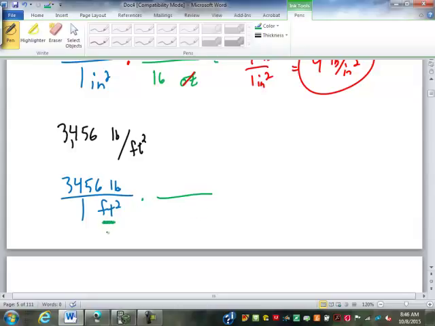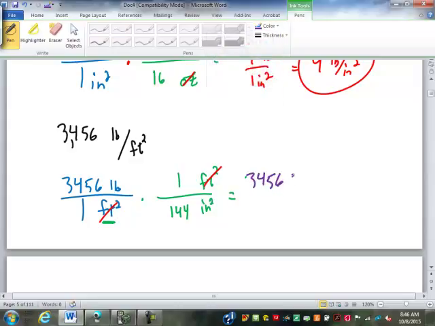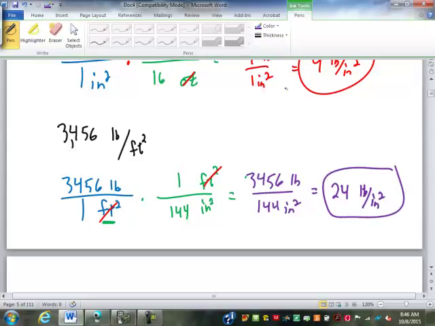Because the square feet's already on bottom. To make it cancel out, we need it on top. Because you flopped the second one. So now it's going to cross cancel the square feet. 1 square foot is 144 square inches. So multiplying that out, 3,456 pounds over 144 square inches. We divide that out, we're going to get 24 pounds per square inch. Does that work out? Okay.